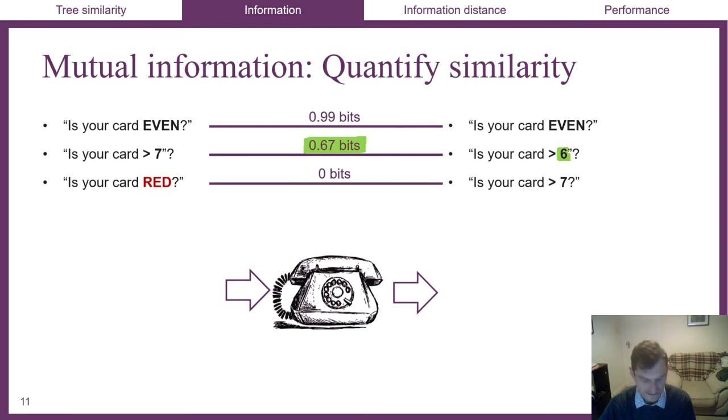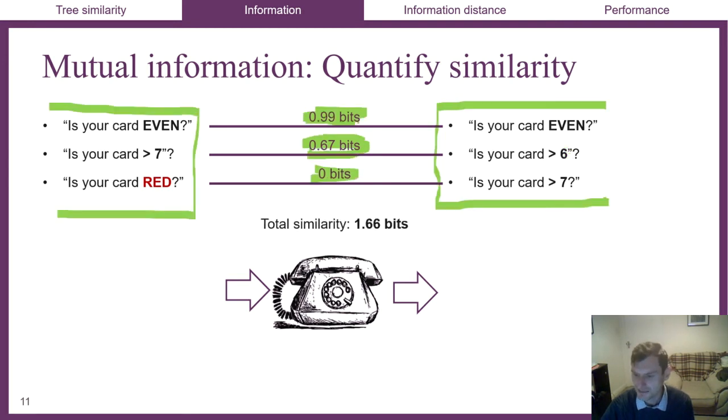So we've compared individual questions. We could think of comparing a list of questions with a second list of questions, and all we need to do there is to add up the individual similarity between each pair of questions, and we get a total similarity score for these two lists, here 1.6 bits.